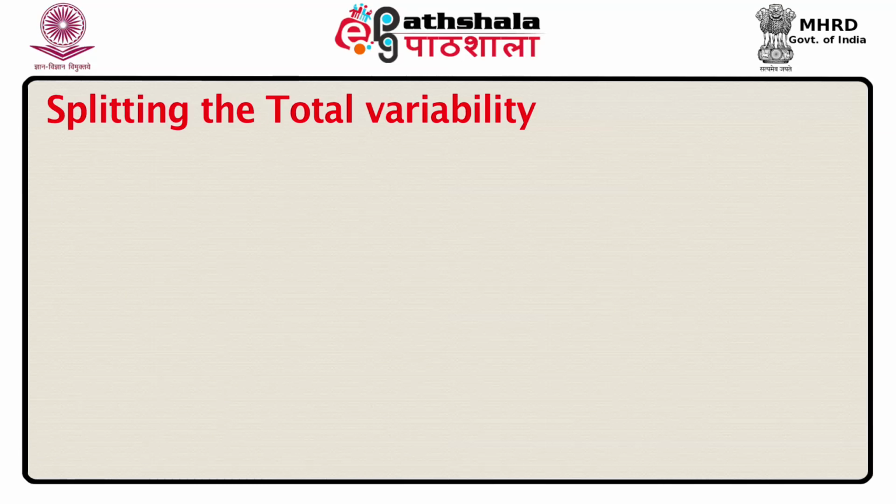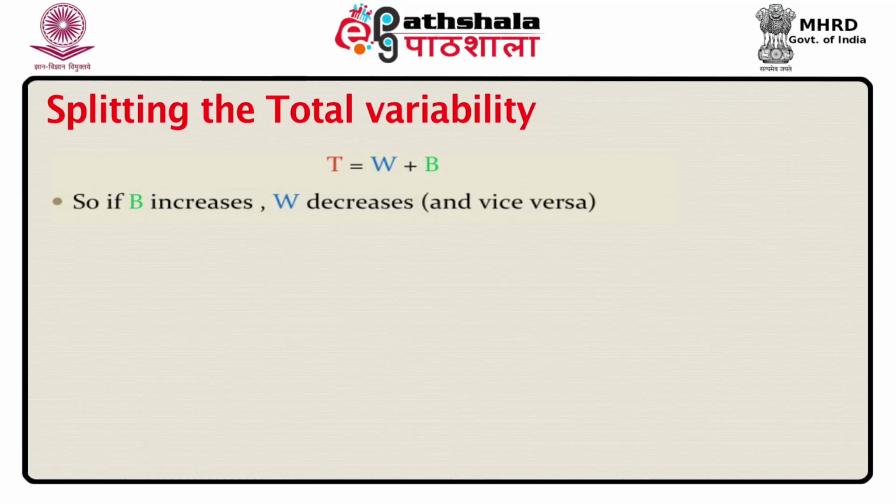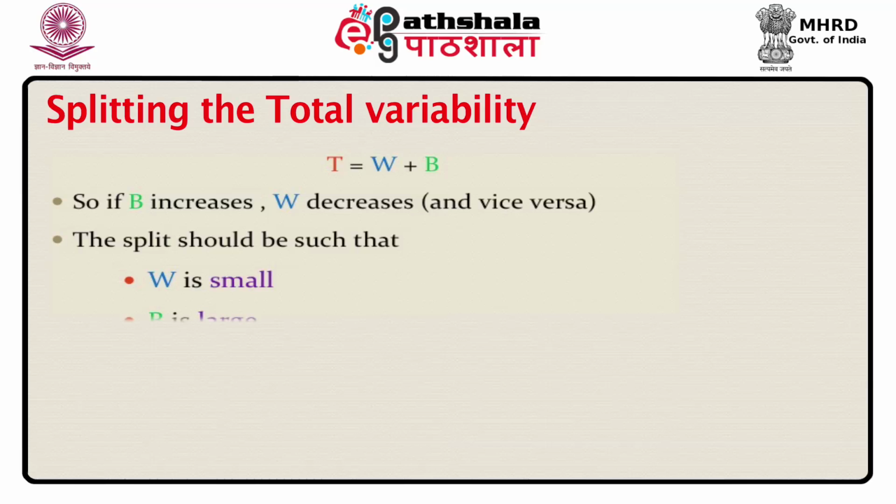Now, splitting the total variability, we find that T is equal to W plus B. This result comes out very nicely, so we can split the total variability into the within cluster variability and the between cluster variability. So it's obvious that if B increases, then W will decrease and vice versa. So what we do here is we should split in such a manner that W is small and B is large. What does this mean?